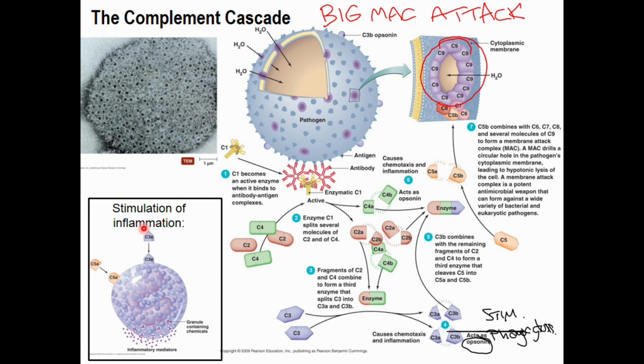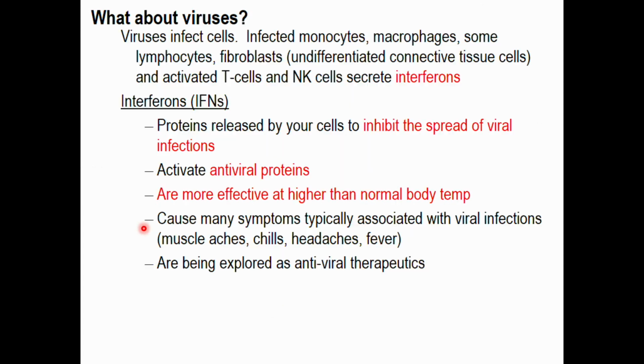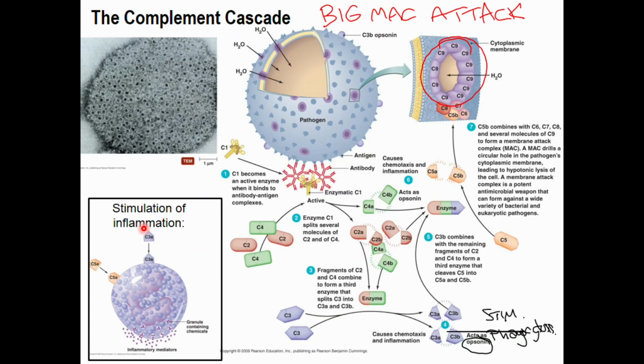So a complement cascade, where is this happening? This is happening in the bloodstream. That's where a lot of the complement happens. Okay, so now, these will kill pathogenic cells.